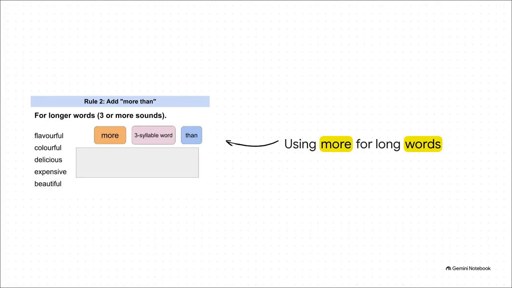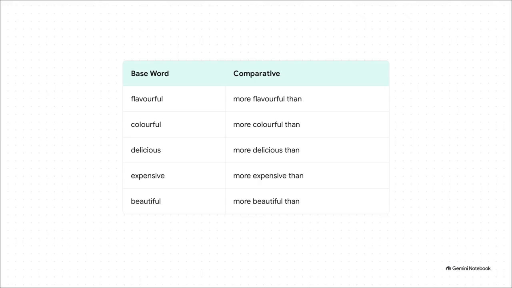For longer words, and by that I mean words that have 3 or more sounds or syllables, we just can't add er. Honestly, the word would become way too long and super difficult to even say out loud. So instead, we use the word more right before our long adjective, and then we add than after it. More plus your 3-syllable word plus than. So, the crucial point here is that with these long words, we do not change the base word at all. We just pop the word more right in front of it.